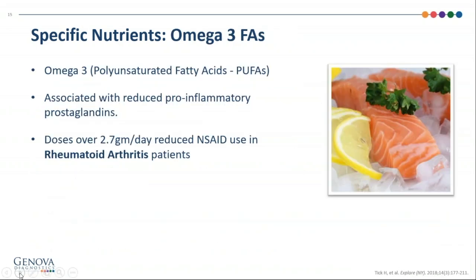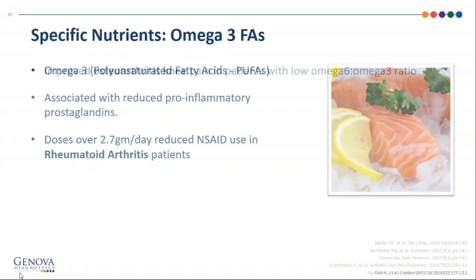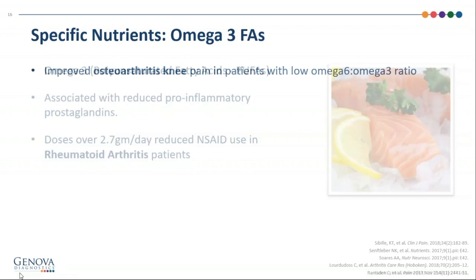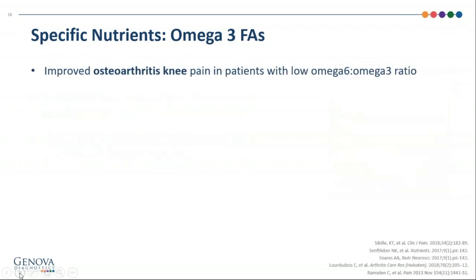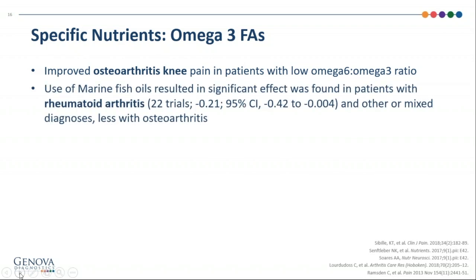So what about omega-3 fatty acids? Omega-3 fatty acids are obviously associated with reduced pro-inflammatory prostaglandins. We've known this for a long time. And in this study, it was actually 2.7 grams a day that reduced NSAID use in rheumatoid arthritis patients. And again, osteoarthritis knee patients have been able to show a benefit when they have improved omega-3 ratios. In fact, in this study, it showed that there was a significant concern in patients that have high omega-6 to omega-3 ratios. That is a concern for increased pain.